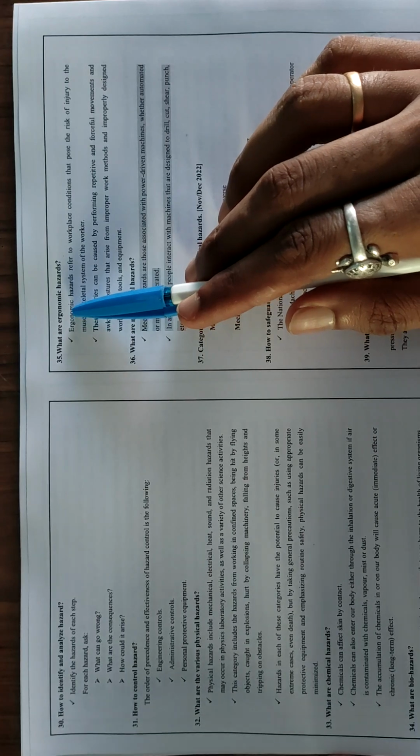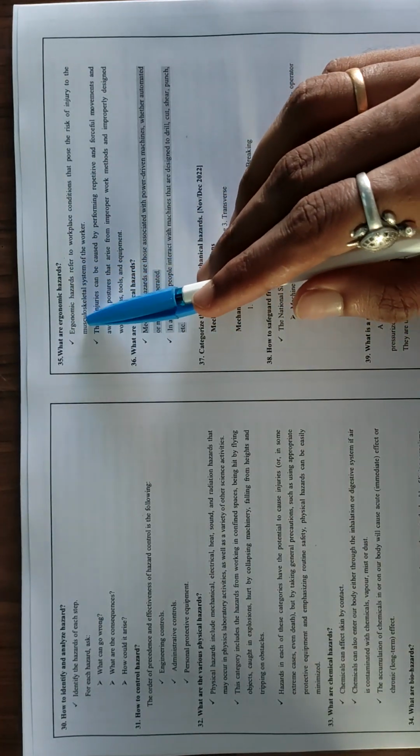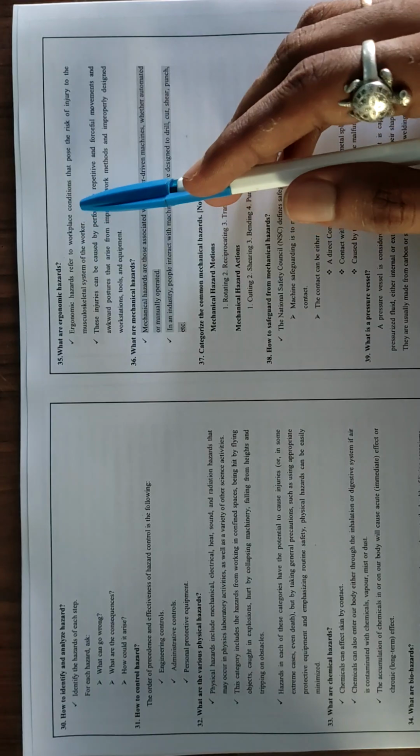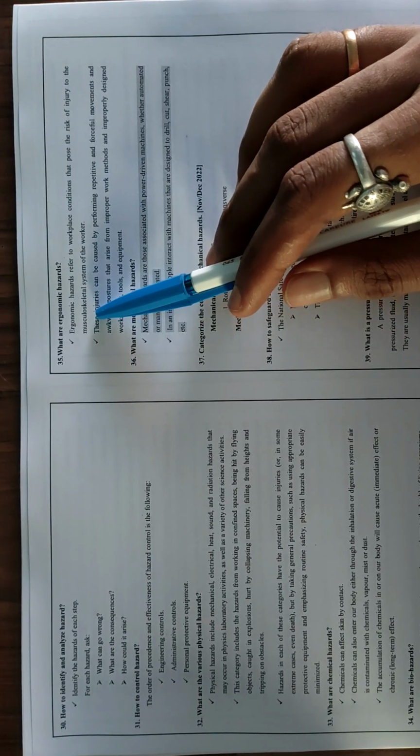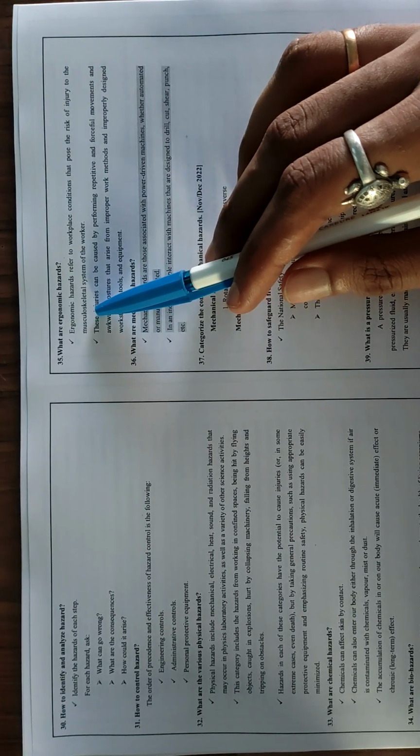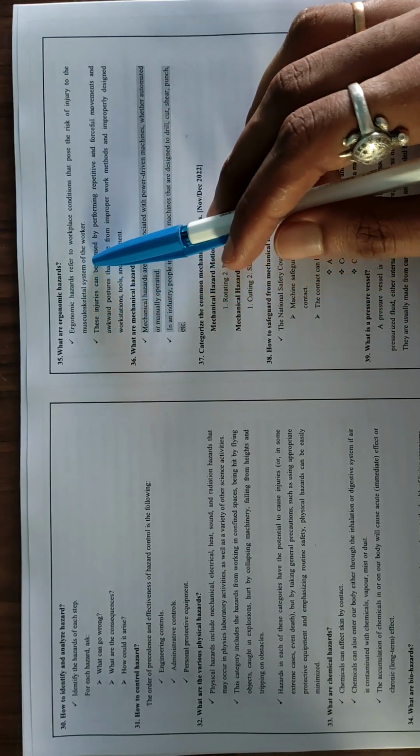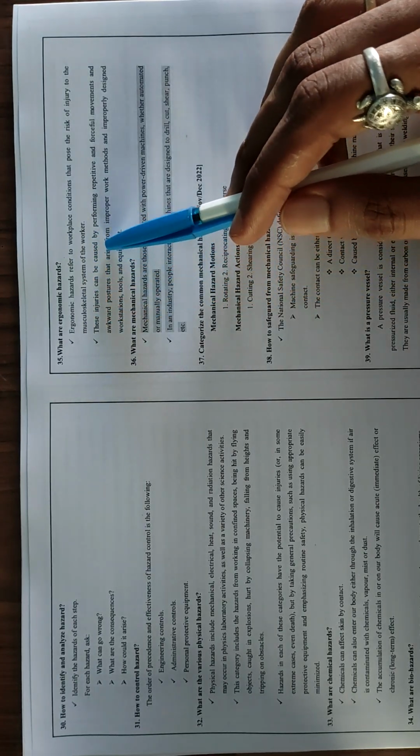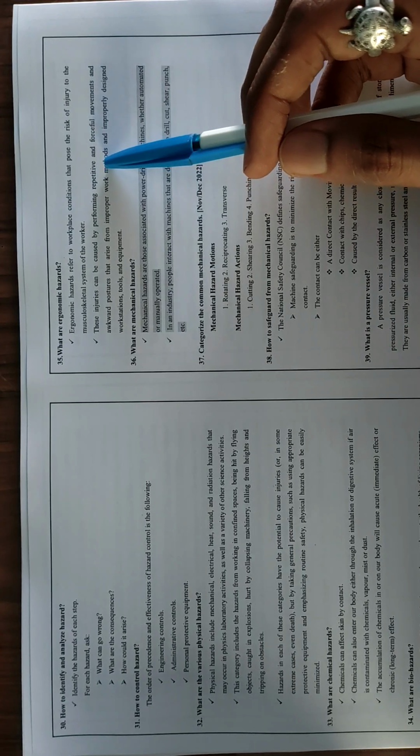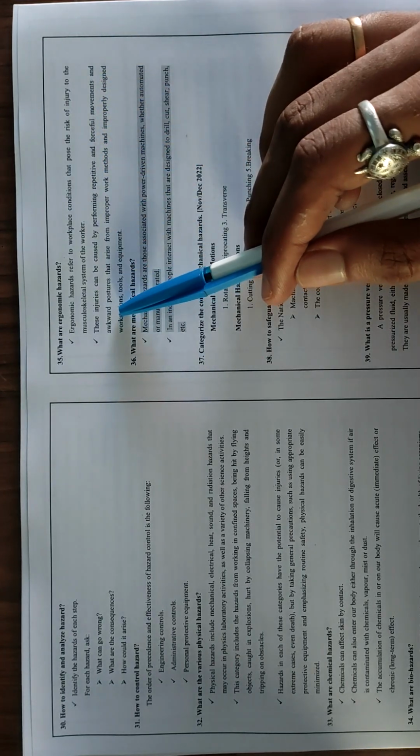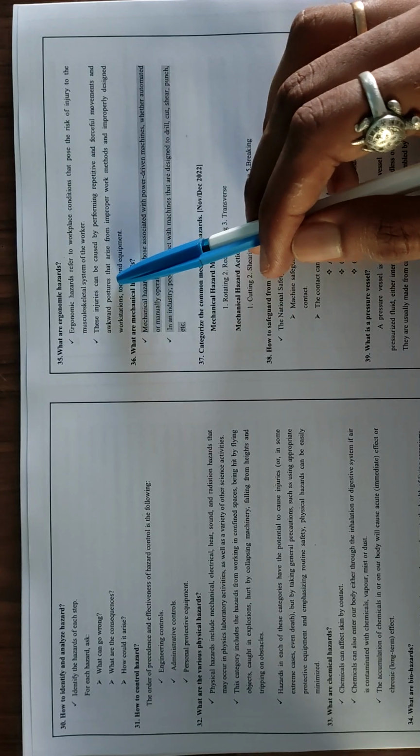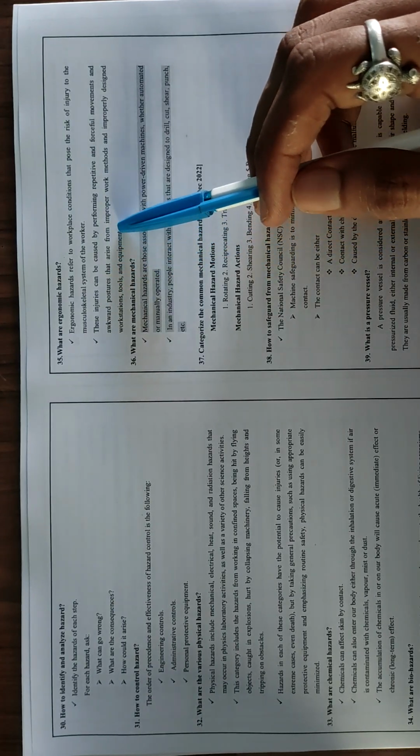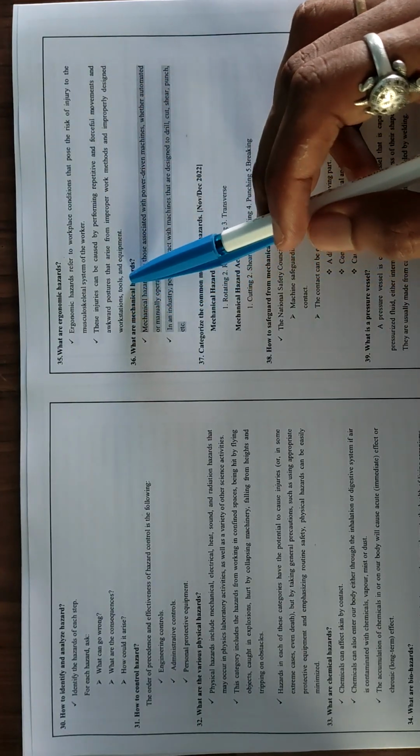What are ergonomic hazards? Ergonomic hazards refer to workplace conditions that pose the risk of injury to the musculoskeletal system of the worker. These injuries can be caused by performing repetitive and forceful movements and awkward postures that arise from improper work methods and improperly designed workstations, tools, and equipment.